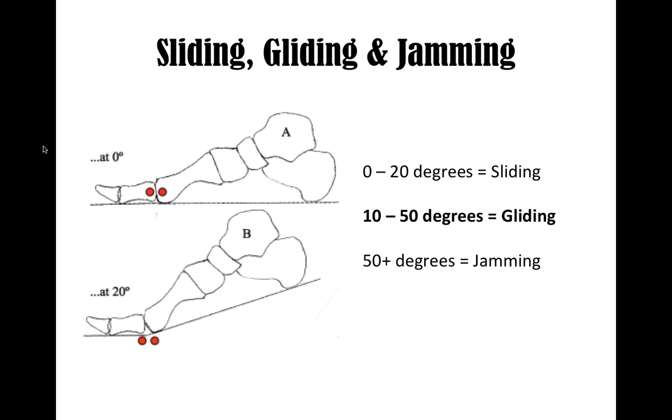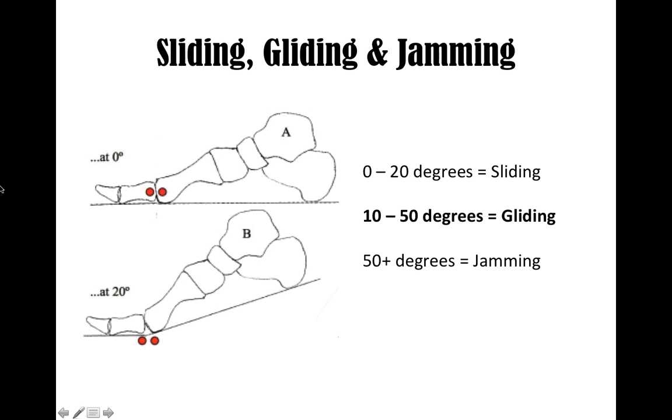So if we look a little bit closer, and you can see a little bit from the picture on the side, and then maybe you could play a little bit with your foot, if you look at the first 0 to 20 degrees, what's happening is that you're having the sliding. So all that's happening is the metatarsal head is sliding on the base of the proximal phalanx. So there's just a little bit of a slide. Okay, you're setting yourself up for greater dorsiflexion.